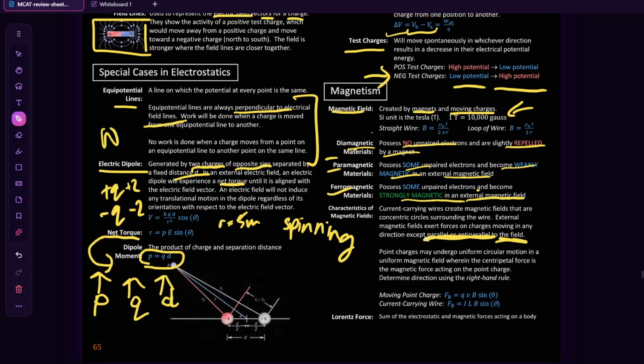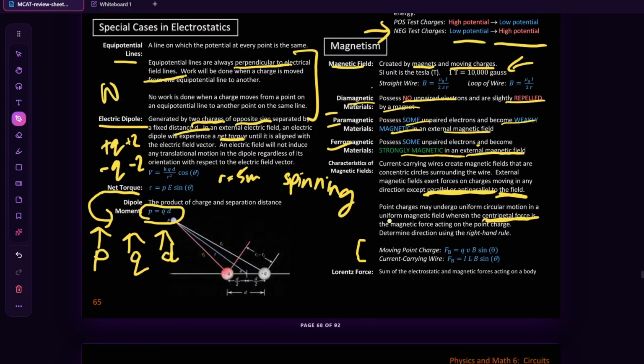In those two specific cases, parallel or anti-parallel to the field, there's no force at all. If a charged particle moves in a uniform magnetic field at a right angle, the magnetic force acts as a centripetal force. That's why we were learning about centripetal forces: the inward force needed to keep something moving in a circle. The particle ends up curving in a perfect circular path, like a string pulling it around and around.